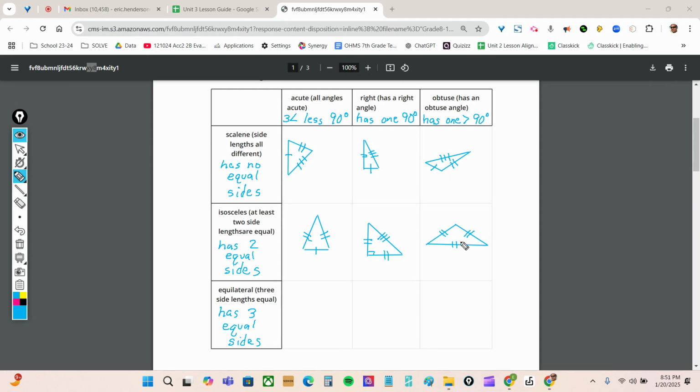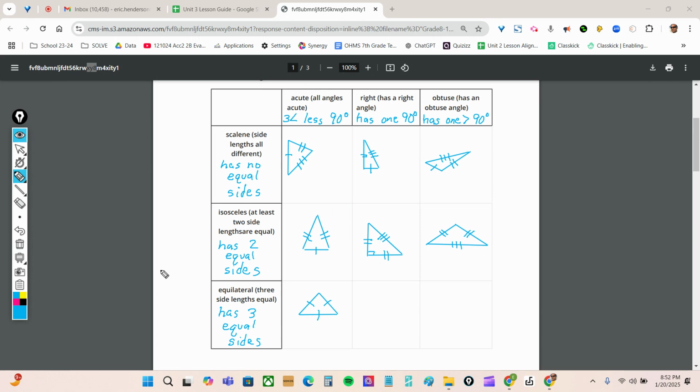1, 2, 3. All right, equilateral acute. So we've got three sides, all the same. Let's say this is 1, 2, 3, and all of these are the same length. So we could just say 1, 1, and 1, because they're all the same length.